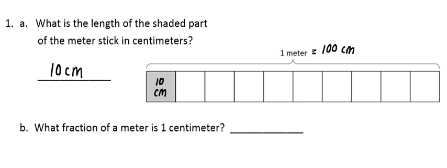The next question says, what fraction of a meter is 1 centimeter? Well, since there are 100 centimeters in a meter, and we're just talking about 1 centimeter, we're talking about 1 out of the 100. So 1 centimeter is equal to 1/100th of a meter.